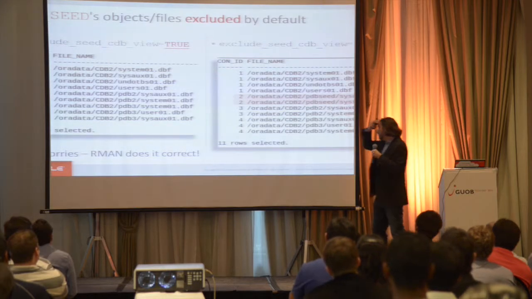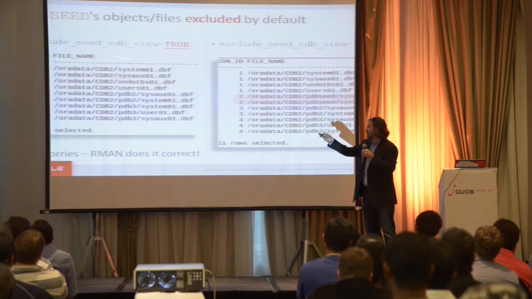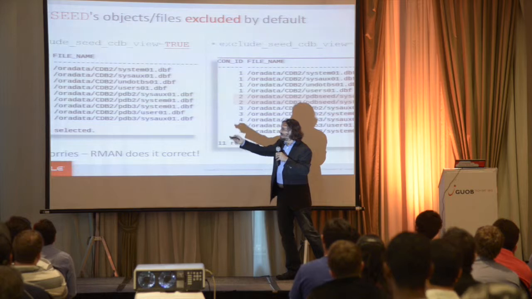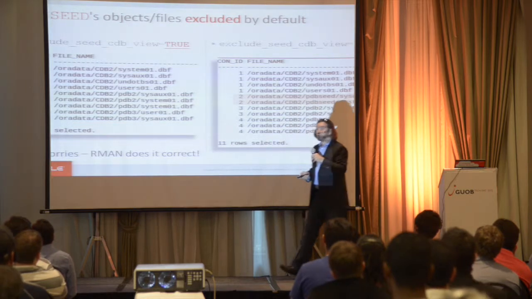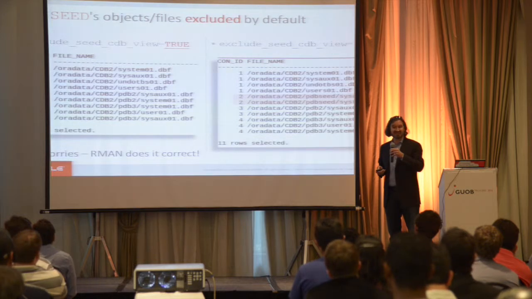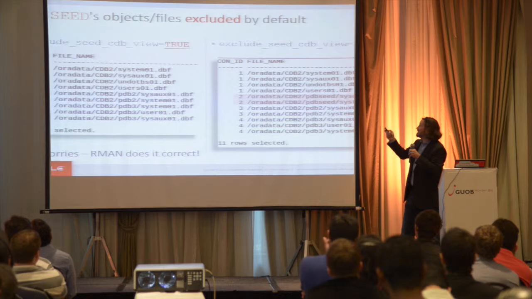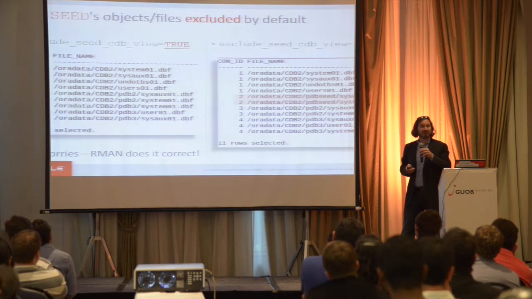And one thing for people who want to see everything, if I check my data files here, and this is hard to figure out now because the important column is missing, it's cut off, but you would see that you missed 2 data files, actually the data files of the seed. The reason is that the parameter exclude seed CDB view is set to true by default. So everything in every view which belongs to the PDB$SEED is excluded.